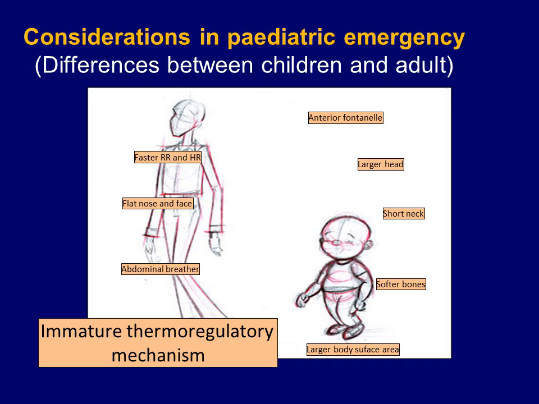They rely a lot on the diaphragm to breathe. They have faster respiratory and heart rate. Their bones are softer. They have larger body surface area. And finally, their temperature control is immature, making them prone to get hypothermia.